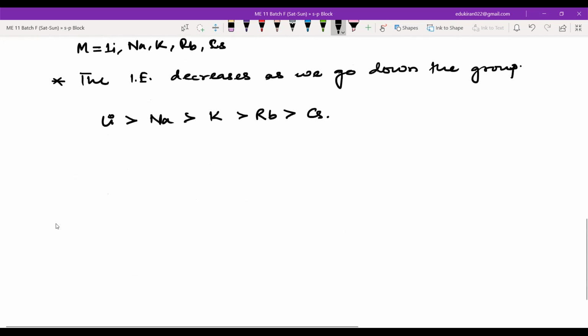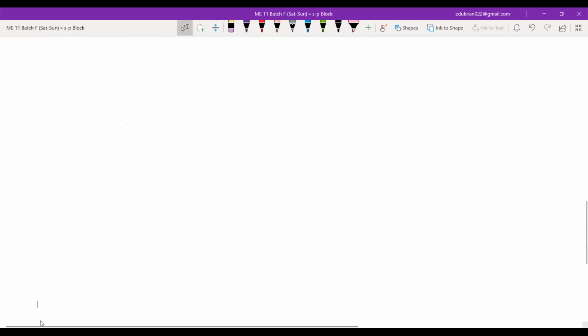Okay. Next is more important, that is hydration enthalpy. We have just learned about hydration enthalpy in the chapter on thermodynamics. So hydration enthalpy means when we have any gaseous atom and it interacts with the water molecule, that interaction leads to hydration enthalpy.